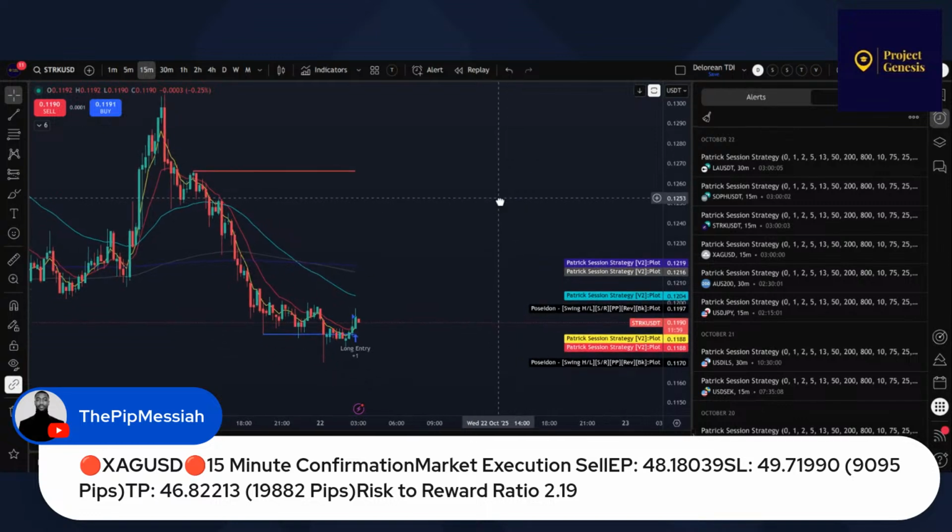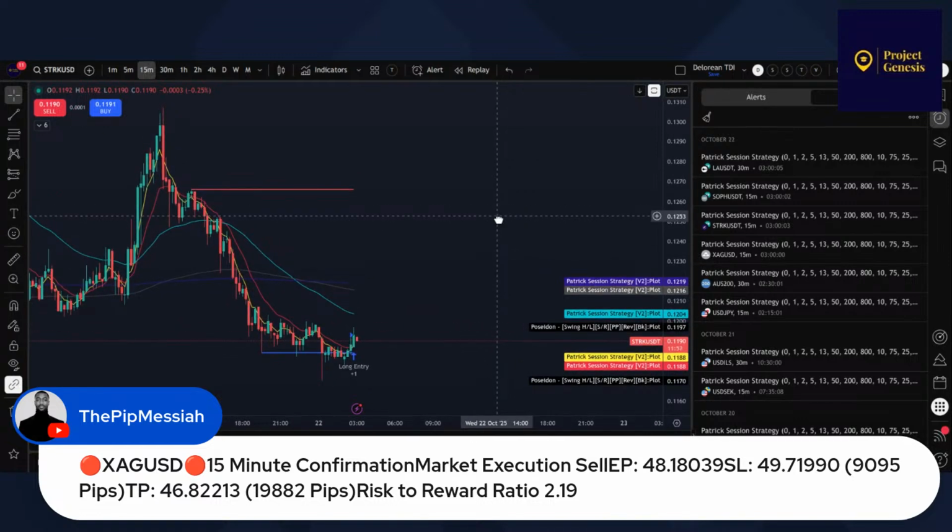This is calling a long on striker versus tether, but we have blue, gray, aqua. That's a downtrend. We will not be taking this trade.